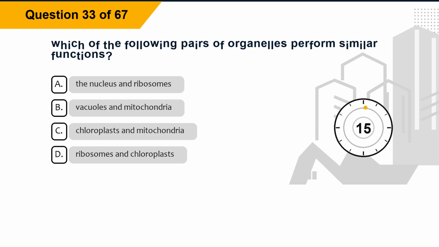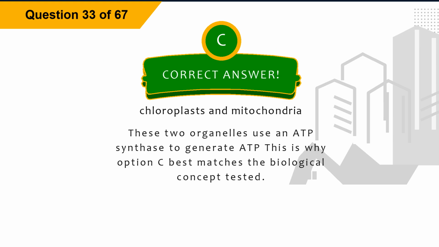Question 33. Which of the following pairs of organelles perform similar functions? Option A, the nucleus and ribosomes. Option B, vacuoles and mitochondria. Option C, chloroplasts and mitochondria. Option D, ribosomes and chloroplasts. The correct answer is option C, chloroplasts and mitochondria.